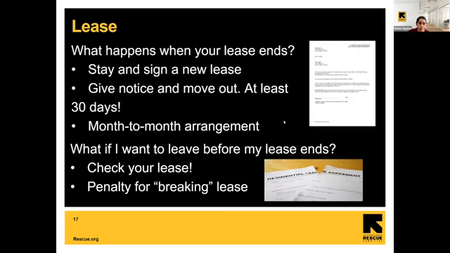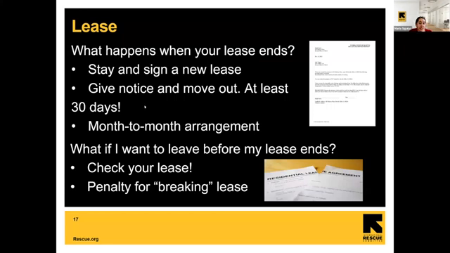So here are some common questions about the lease that we usually get. First, what happens when your lease ends? So it's a term. You might be coming close to the end of a year of your lease, and you have a few options. You can stay. If you like that apartment, you can stay and ask to sign a new lease. In that situation, just know that your rent could change. The landlord can decide to change your rent.